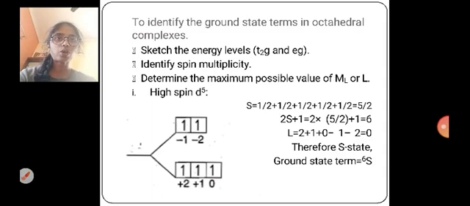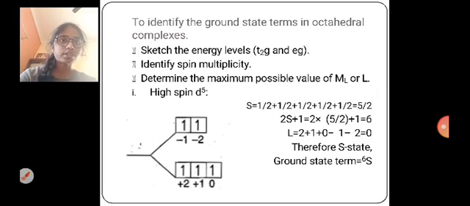To identify the ground state term in octahedral complexes, sketch the energy levels t2g and eg, identify the spin multiplicity, and determine the maximum possible value of ML or L. For high spin, take d5 as an example. In a high spin d5 system, the electrons are filled in the eg level as well, and they are not paired up.